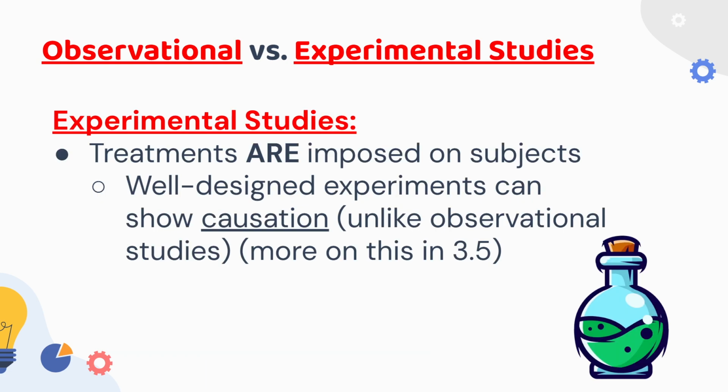So in an experiment, treatments are actually imposed onto the subjects. And we'll go more over what a well-designed experiment looks like in 3.5. But a well-designed experiment can show causation between two variables. So it can show that one variable actually causes the other.